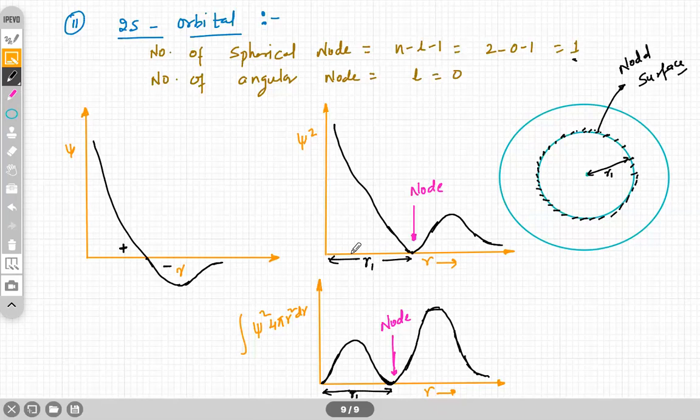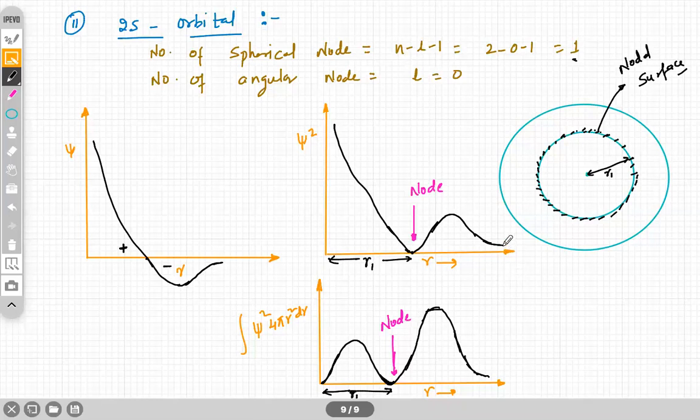Okay, so two things you should keep in mind. The probability graph always starts from origin. Any confusion in this? Because origin is nucleus, and in the nucleus, an electron cannot be present. Correct? So this graph always starts from the nucleus, and the number of peaks that you are getting is one more than the number of nodes present in this. We have one node and we have two peaks. These two points, write down.